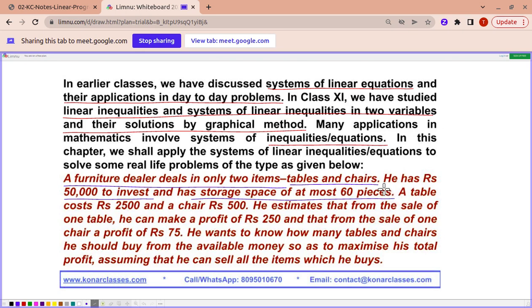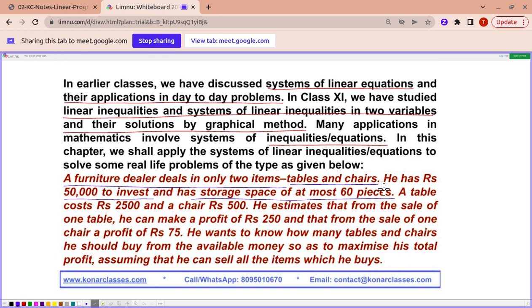So there are two constraints here. The first constraint is that the furniture dealer has 50,000 rupees to invest. He cannot invest more than that. So that is one constraint. And where he is going to keep all the tables and chairs, the space is a constraint, to accommodate at most 60 pieces including tables and chairs. So these are the two constraints.